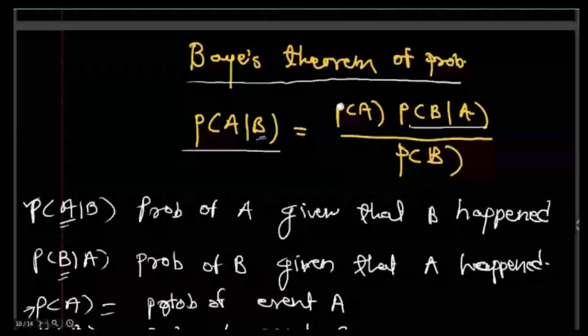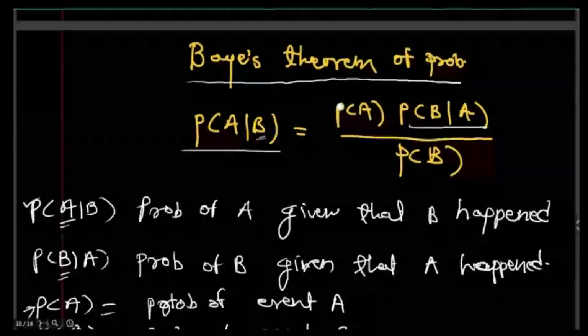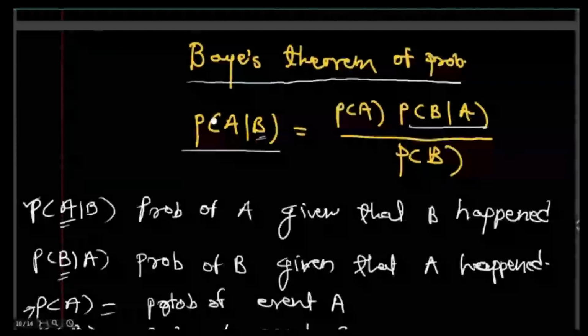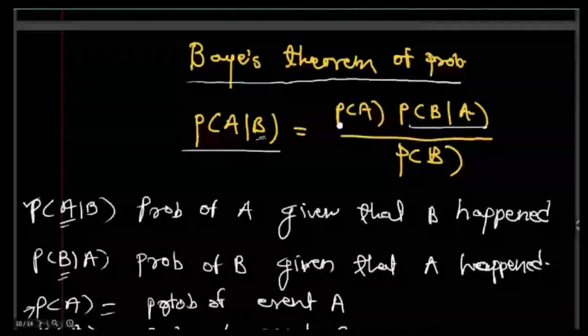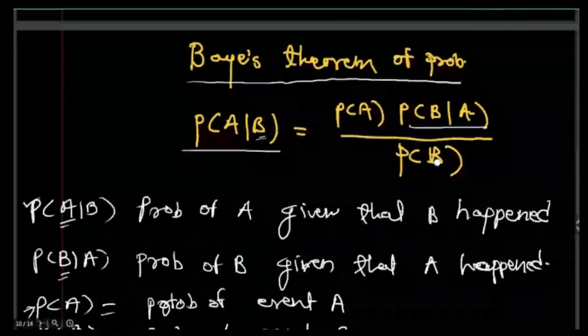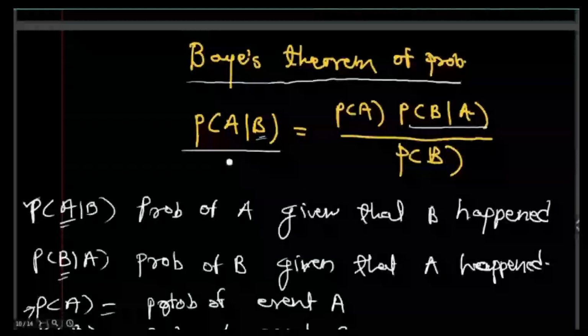Now the next extended part of this conditional probability is the Bayes theorem. According to the Bayes theorem, the formula is: probability of A given B is equal to probability of A into probability of B given A, divided by probability of B.